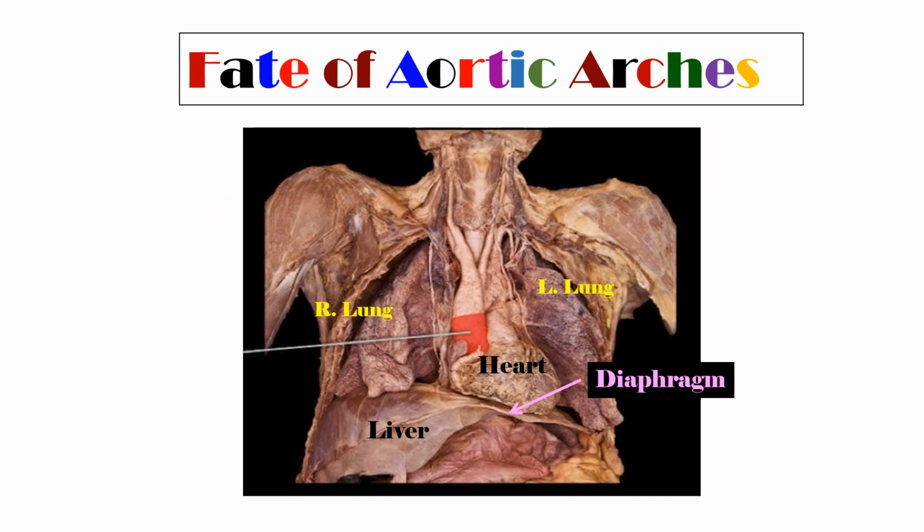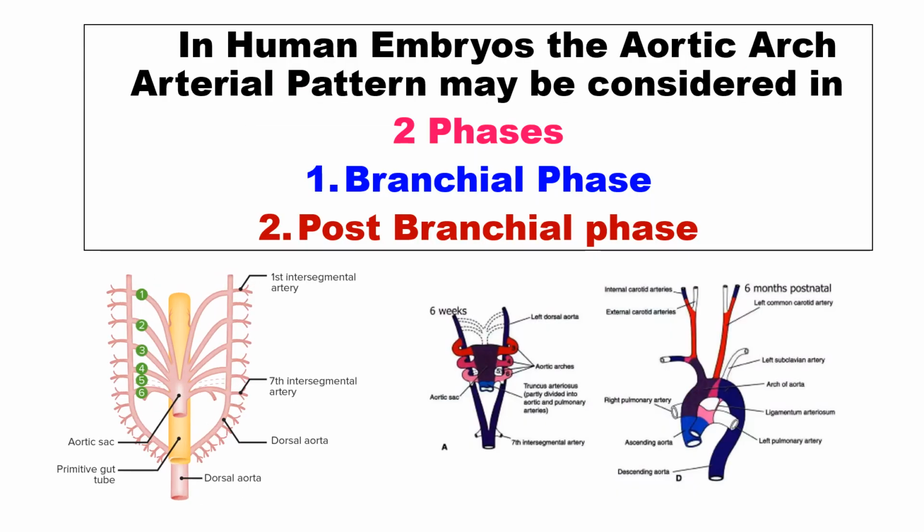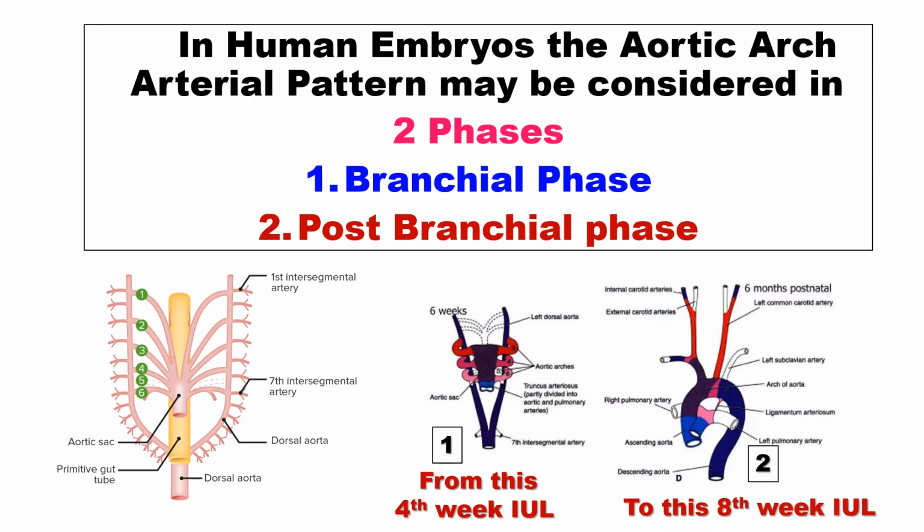Now coming to the fate of the aortic arch arteries. In human embryos, the aortic arch arterial pattern is considered in two phases: the branchial phase, which occurs around the 4th week of intrauterine life, and the post-branchial phase, which gives rise to the final vascular system of the fetal region.